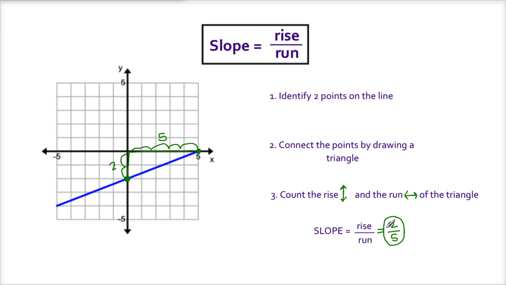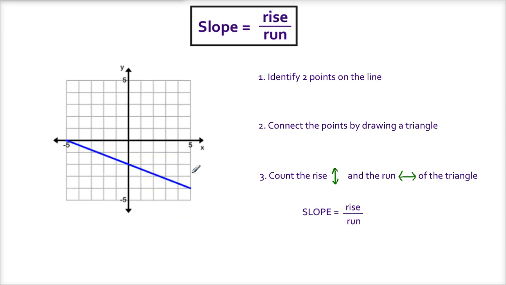And notice the slope is positive, and that makes sense because my line is going uphill. So this line has a positive slope. Let's do another example. Okay, this line, first step, we're going to choose 2 points. So here's a good point to work with, and here's a good point to work with. Now remember from the last lesson video, it doesn't matter the points that you draw or choose, or the triangle that you draw, you'll get the same ratio no matter what.